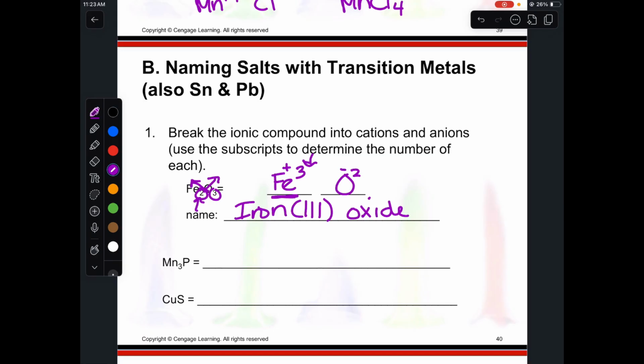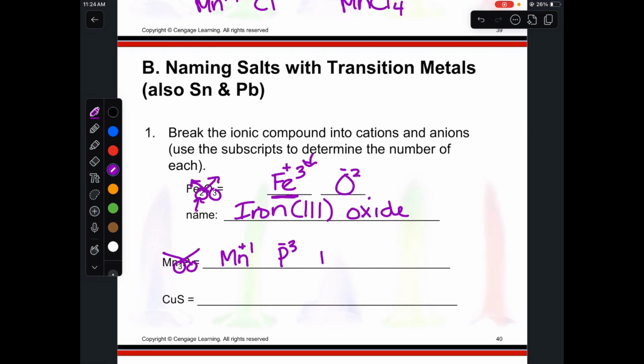So let's try this. So we have Mn and it has 3P. So let's separate. Again, you don't have to show this work. I just find it helpful. So we have an Mn, we have a P. Let's uncrisscross. So this is a 3, and this doesn't have anything, so we just assume it's a 1. Remember, first thing is plus, second is negative.